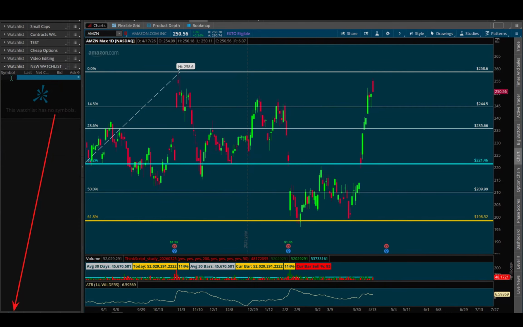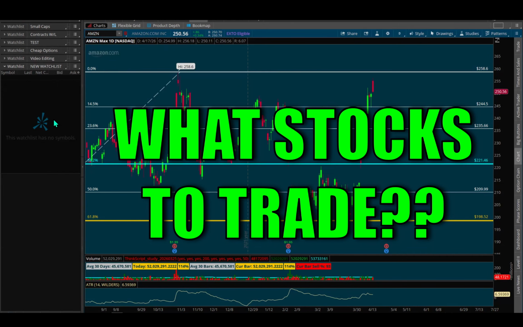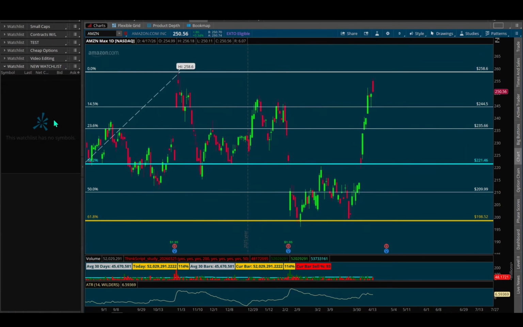What you're going to want to do, let's just say you have a bunch of names like this, Tesla, Meta, right? Just example here. So what you want to do is delete all of them. So click on the name, click delete, hit enter, right? Do that for all of the names until it says this watch list has no symbols. Okay? And what you're going to want to do is figure out what stocks you're going to like to trade. Now, everyone's account is going to be different in terms of the value or the size of the account, and I think that's very important when it comes to actually trading options.